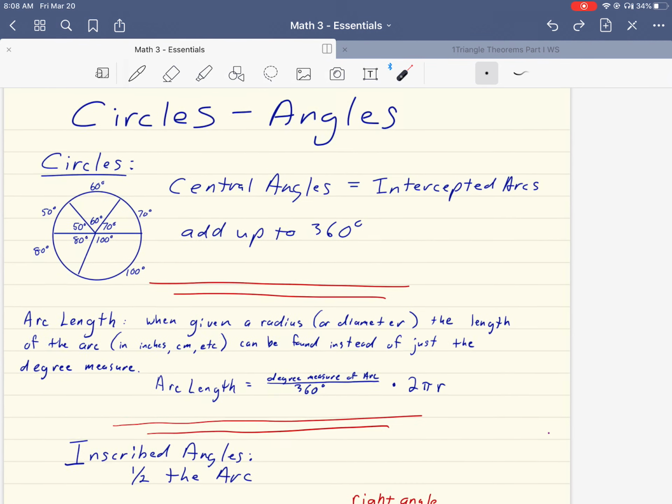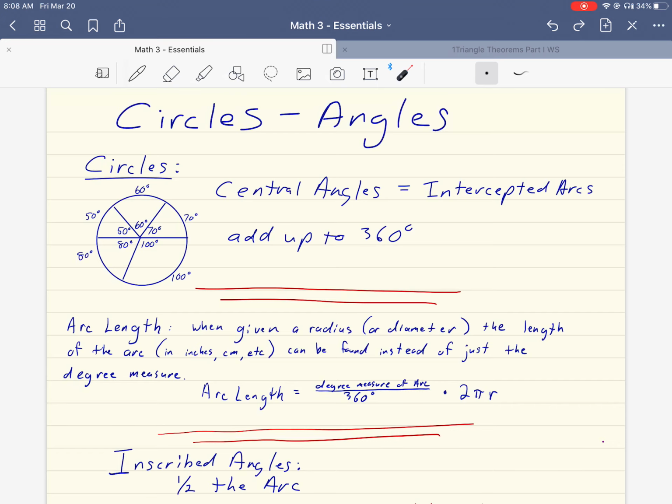Okay, so my angles. So we have central angles. Central angles sounds just like it means. Central means in the middle, the center angles. Okay, so here we notice that we have this angle of 70 degrees. This 70-degree angle, the piece of the circle that it creates on the outside, the pie crust, is going to be the same degree as the angle that was created. Okay, so notice that the central angle and the arc it created are the same.